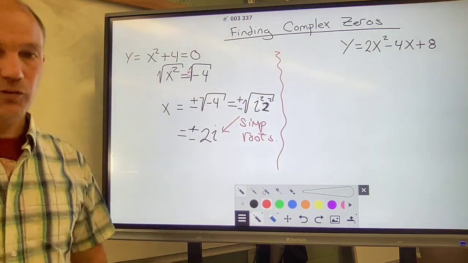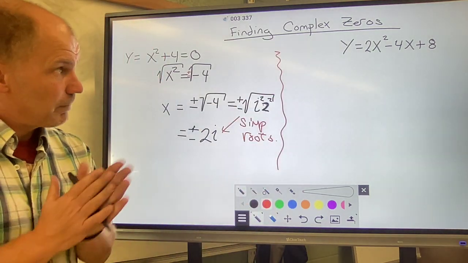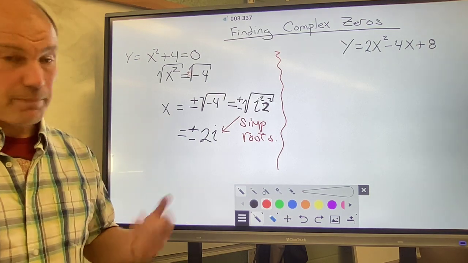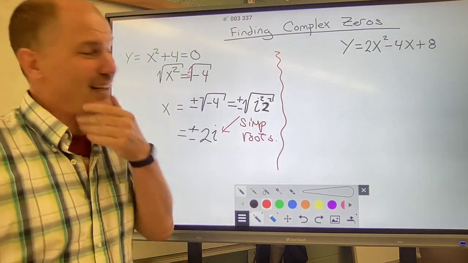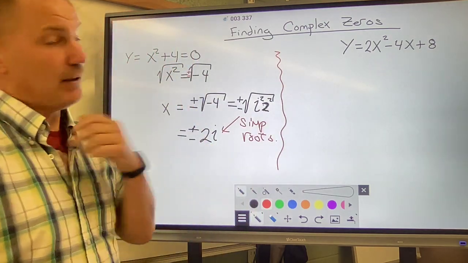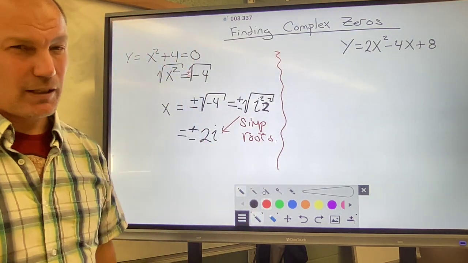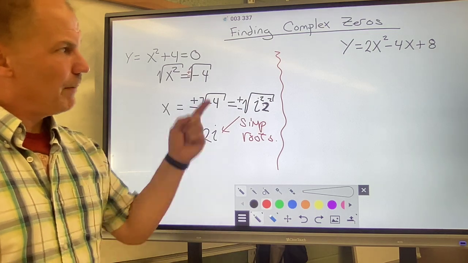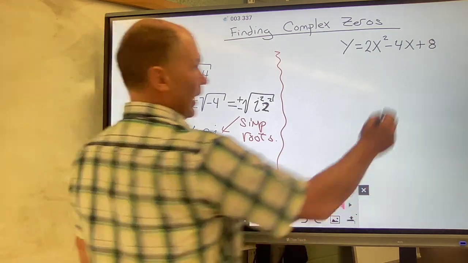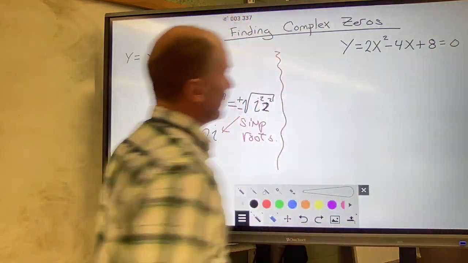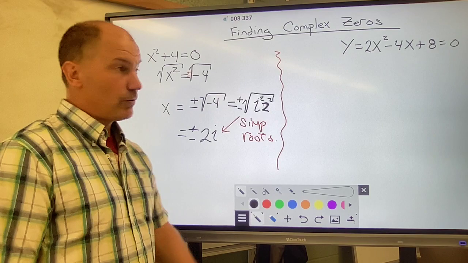Next, we're going to talk about this one over here. This is a little bit more complicated. There's a few things happening. Our a term is not 1, so I'm not even going to bother trying to factor this. I know I can't factor it, but that's what I know. I'm going to use the quadratic equation. So I first set this equal to 0 because I'm trying to find the complex zeros or roots.